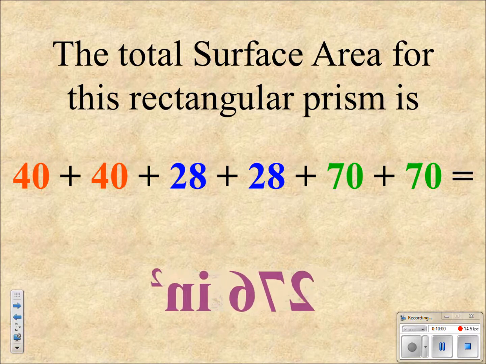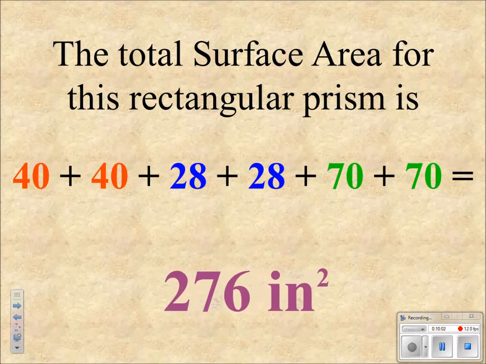Now this is an area measurement. It's a surface area measurement. So our answer will remain in square inches. This is what we'll do when we find the surface area of any three-dimensional figure. We will find the area of every face and then add all of those areas together.